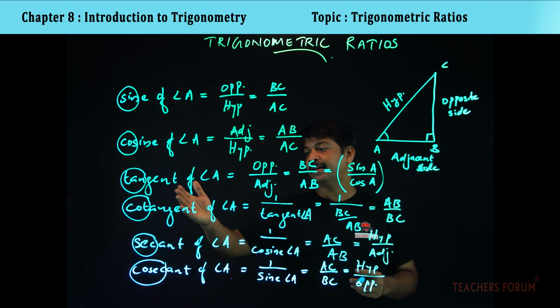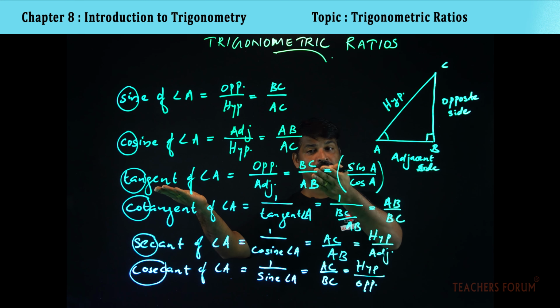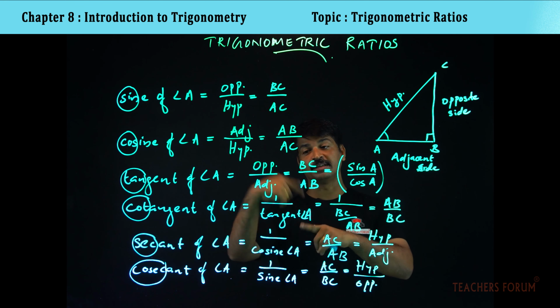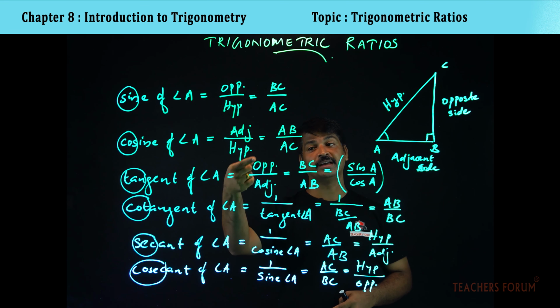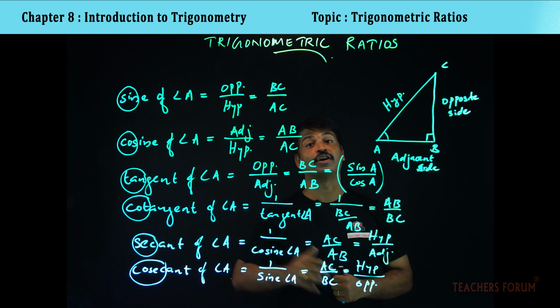Now how can you define cot A? Cot A is the reciprocal of tan A. Tan A is BC by AB, that is opposite side by adjacent side. Then cot will be the reciprocal, that will be adjacent side by opposite side. Clear? Reciprocal of tan is cot.